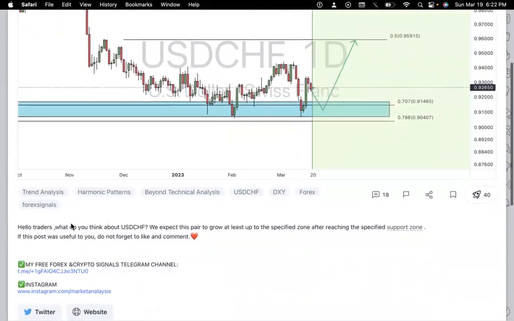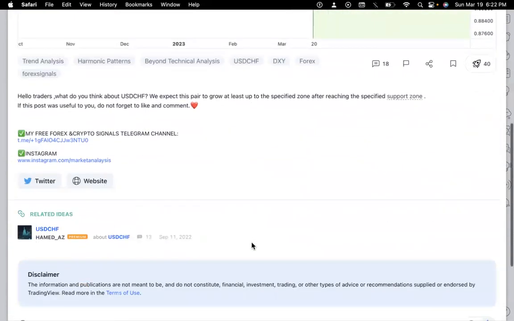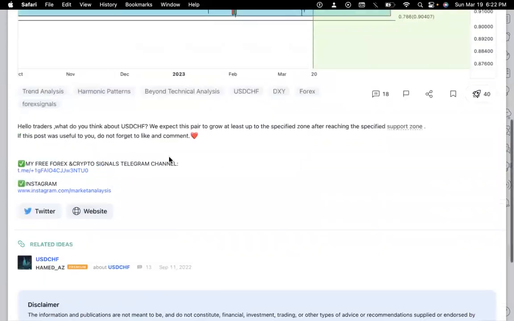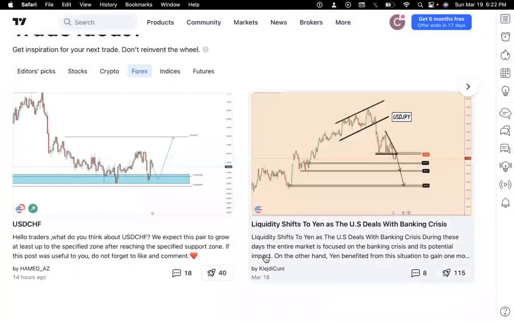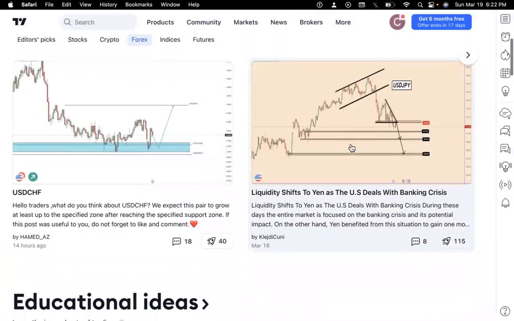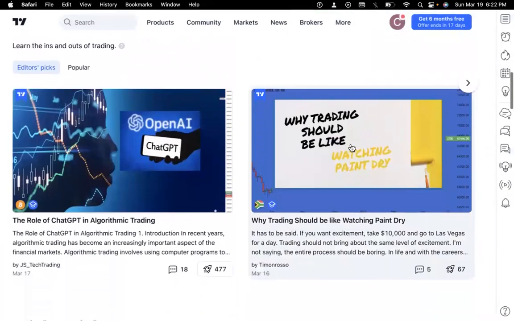And if I scroll down, they said, hello, traders. What do you think about USD CHF? We expect this pair to grow at least up to the specified zone after reaching the specified support zone. So pretty much he left his Twitter there, he left his website, and he also left his trade idea with a screenshot and an explanation as to why he was taking that trade. And I think that's really cool because we have another trade idea, USD JPY. And if we scroll down, you'll also find additional education videos.